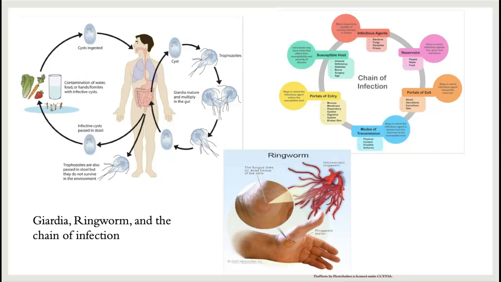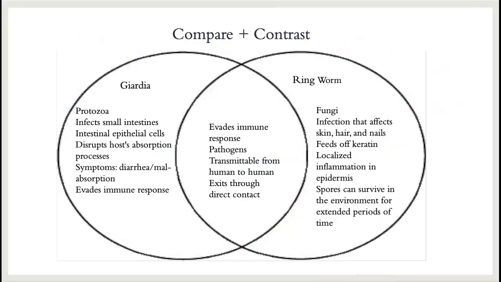In these pictures, you can note the cycles which Giardia and ringworm go through when infecting the host. Just as we discussed the background on pathogens, the chain of infection is very similar with 6 main stages: infectious agents, reservoirs, portals of exit, mode of transmission, portals of entry, and the susceptible host. Now we will compare and contrast Giardia and ringworm.